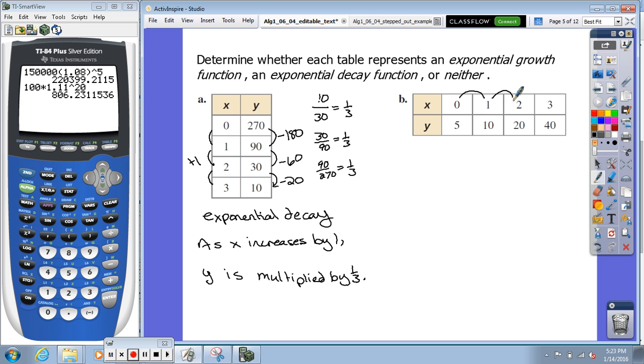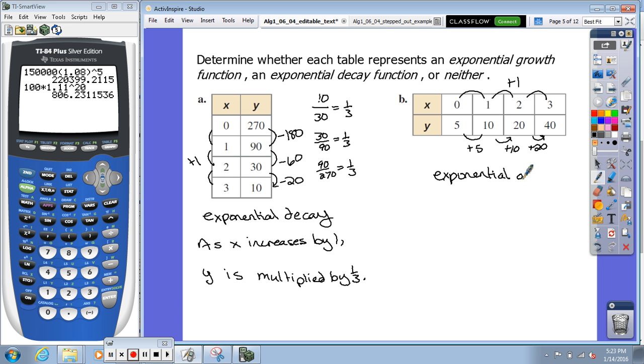Okay, looking right here, the x increases by 1 every time. So now if we look at this, it goes up by 5, up here it goes up by 10, and here it goes up by 20. So you see it's not going up by the same amount every time, like increasing 5 each time. They're varying. So that means that it is most likely exponential, and the numbers are going up, so it is exponential growth.